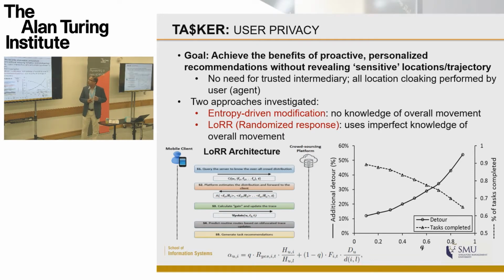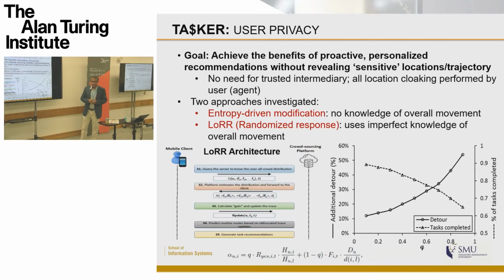Now, we wanted an approach where basically I am an agent. I will do the obfuscation completely on my phone. I am not coordinating with any global system. There is no trusted third party, which is often an assumption in a lot of privacy systems. So I am just going to observe my own history, and I'm going to perturb my locations and send them out. And I yet want the benefit of getting recommendations that more or less align with my path. Is this possible or not?